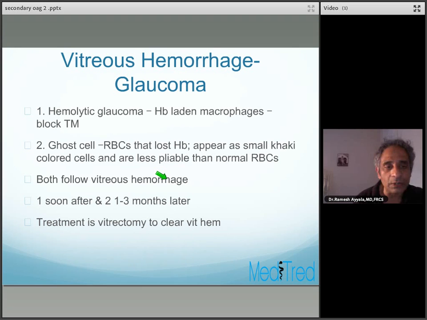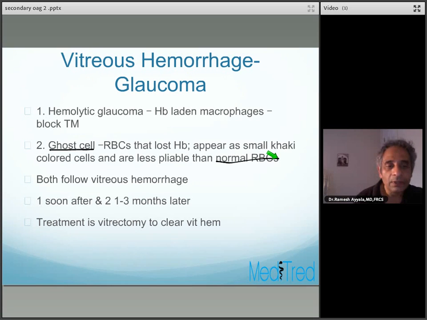Ghost cell glaucoma, on the other hand, is a delayed phenomenon wherein the vitreous hemorrhage is old. The RBCs have lost their hemoglobin, and these cells appear as small khaki-colored cells and are less pliable than the normal RBCs. And typically in these eyes, again, there is communication between the anterior and the posterior chamber, letting the ghost cells migrate into the anterior chamber and then the trabecular meshwork, causing an obstruction.